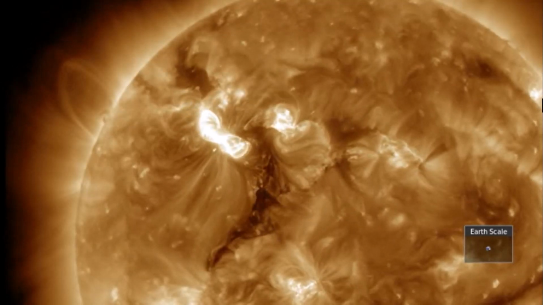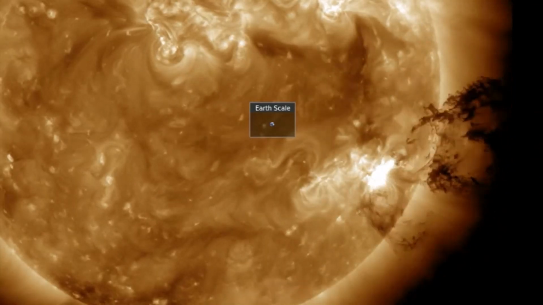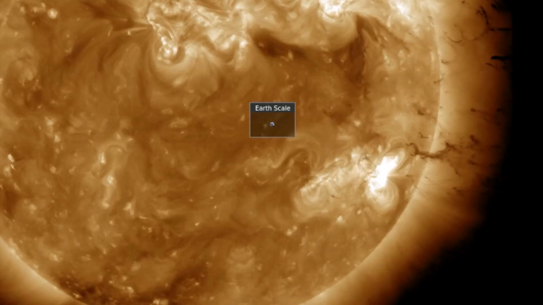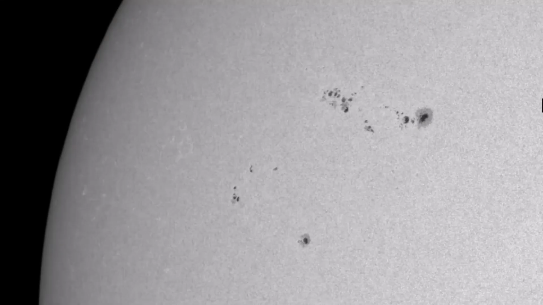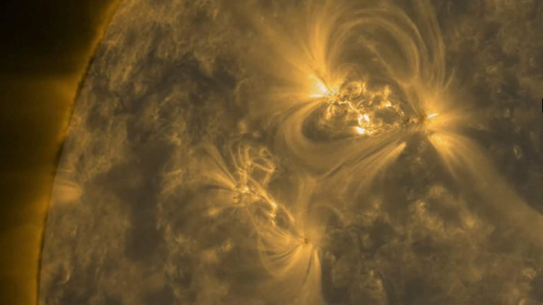flare. These explosions of X-ray and extreme ultraviolet light blast out plasma from the sun's atmosphere in a coronal mass ejection. But what causes the solar flare to occur? To understand, we have to look at sunspots and the magnetic arches that connect them.